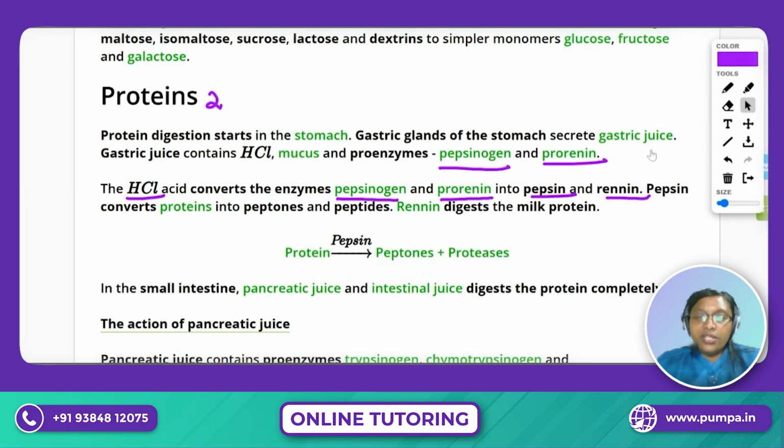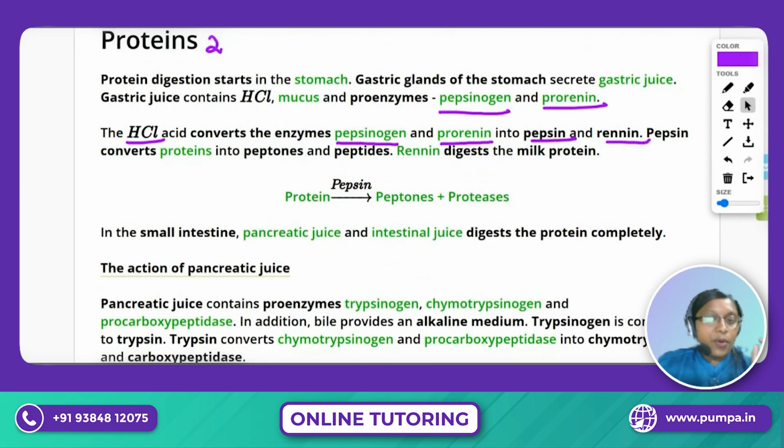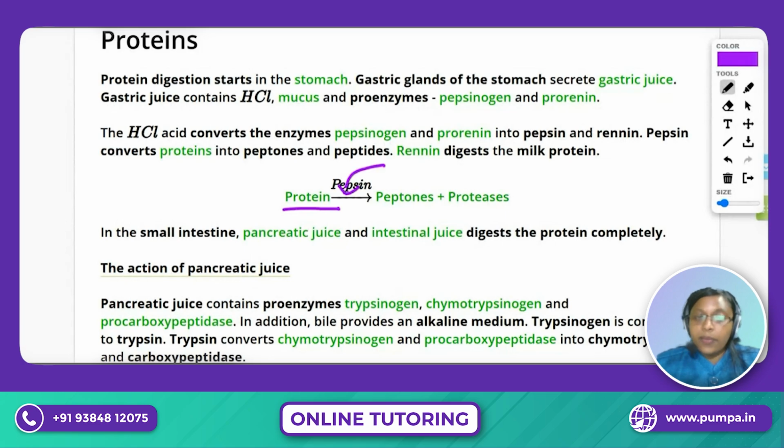So the first one is the pepsin. The pepsin is the protein digesting enzyme, and this is the same as how the amylase works. The amylase was helpful in partial digestion, right? Even the pepsin is helpful in partial digestion. If the pepsin is acting on the protein, it will be converted to peptones and proteases. It is not the complete digestion form of a protein, it is a partially digested one. Clear, children?